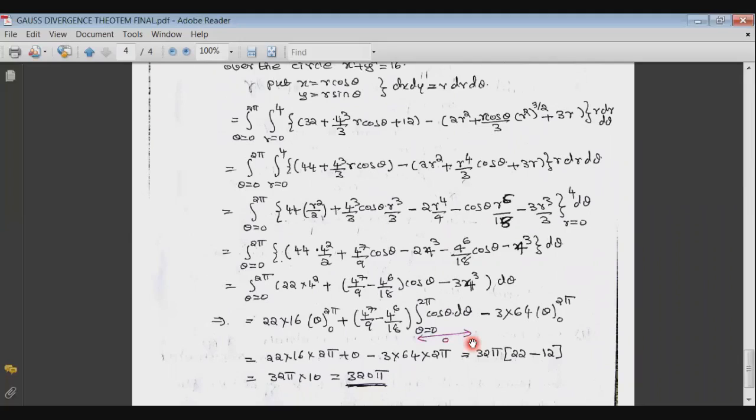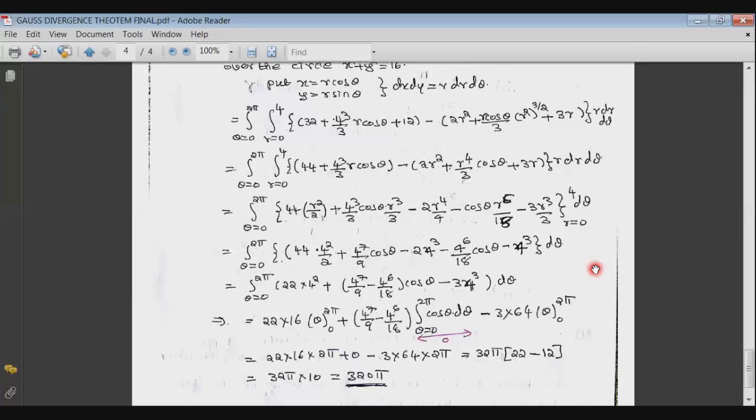We started from vector line integration, and then we studied the theorems. First is Green's theorem, which gives the relation between the line integral and the double integral, which helps to evaluate the line integral easily. Next we studied Stokes theorem, which gives the relation between the line integral and the surface integral. The third one, Gauss divergence theorem, gives the relation between the surface integral and the volume integral.